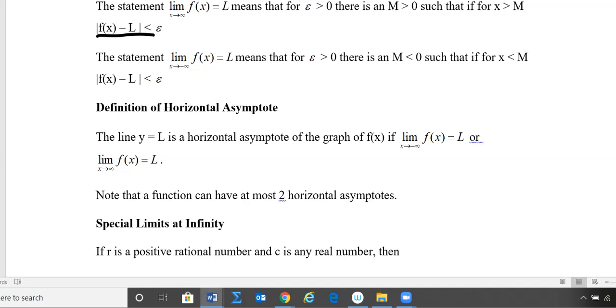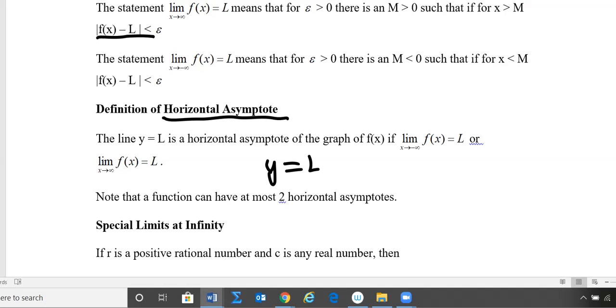That number, that limit L, is actually the value of the horizontal asymptote. You might have seen these in your previous courses, horizontal asymptotes. If that limit exists, it is a horizontal asymptote, y equals L. The graph can have at most 2 of those. Actually, not all graphs have them, but some have 1, some even have 2.